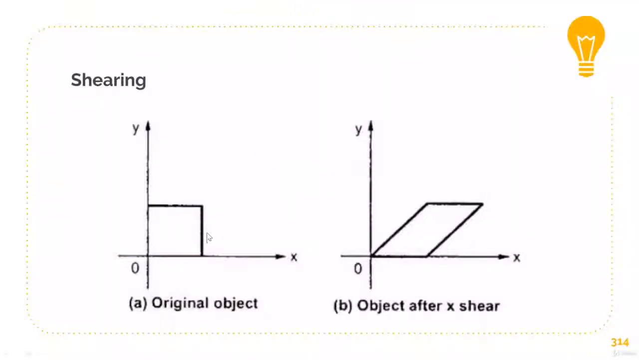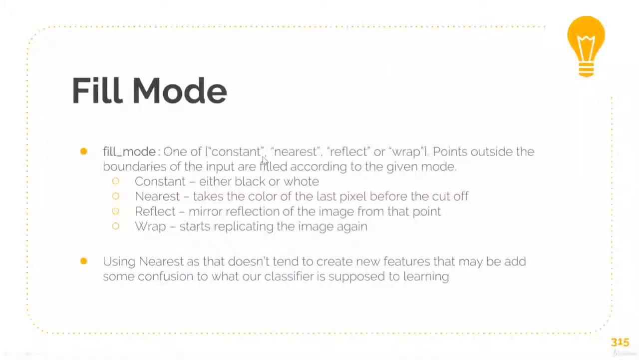But for now, I wanted to explain what shearing was, because a lot of people do ask me what shearing is. Basically, it's a type of distortion where we sort of manipulate the image perspective that we're looking at it. So imagine this is a square that was here, and after some X shearing, it actually looks slanted like this. That's what shearing does. And fill mode nearest, which I explained in the last slide, basically we can have constant, nearest, reflect, or wrap.